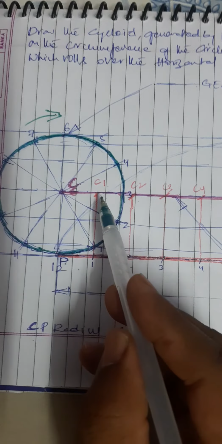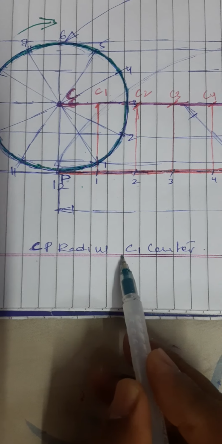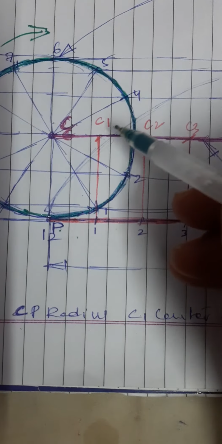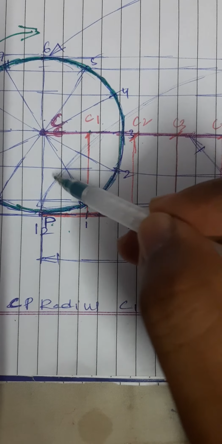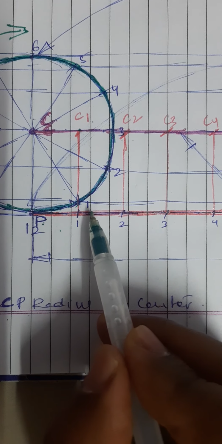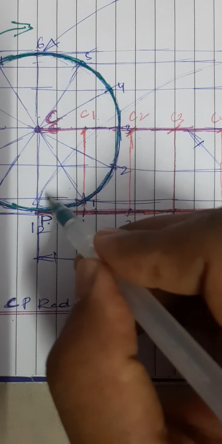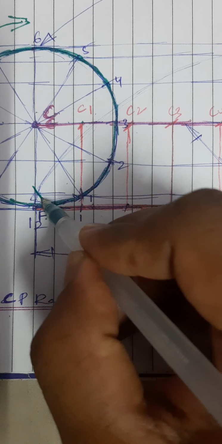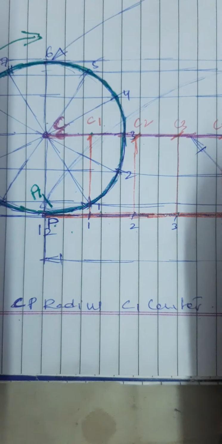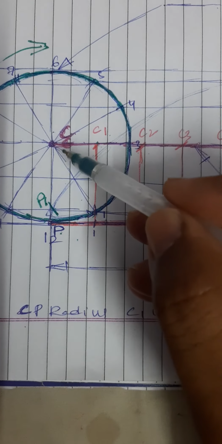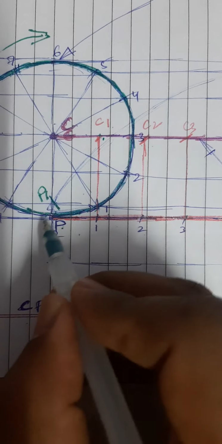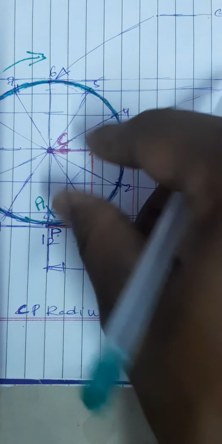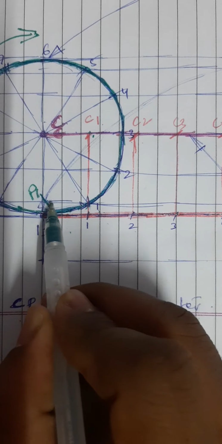Got it? Now with the help of a compass, by taking CP radius and C1 center, you need to draw an arc like this, cutting the horizontal line drawn from 1. Here it is going to cut the horizontal line at this position. Name this position as P1. I'm repeating again: with CP radius and C1 center, draw the arc cutting the horizontal line drawn from 1 at this position.